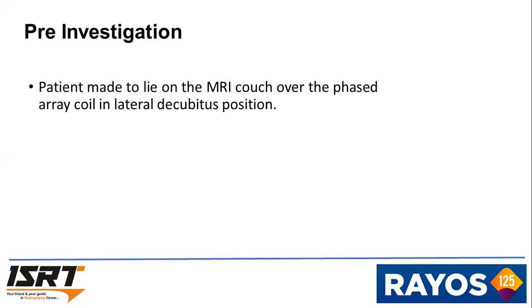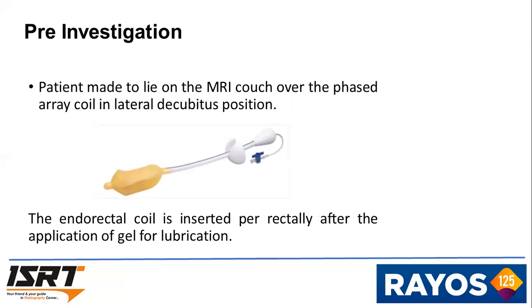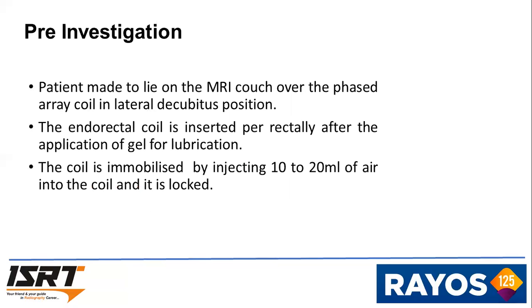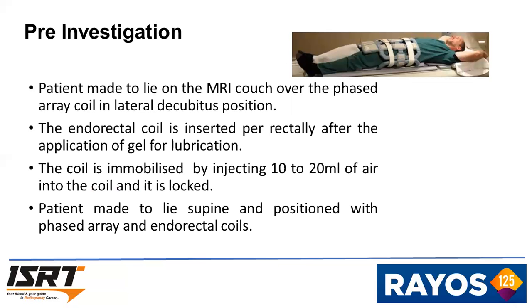Now, before going to take the usual sequences, we have to introduce the endorectal coil. For that, patient made to lie on the MRI couch over the phased array coil in the lateral decubitus position. Then the endorectal coil can be inserted per rectally after the application of gel for lubrication. This is usually done by a radiologist. The coil is immobilized by injecting 10 to 20 ml of air into the coil and it is locked. Patient made to lie supine and positioned with phased array and endorectal coils.